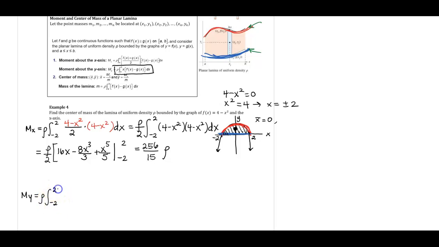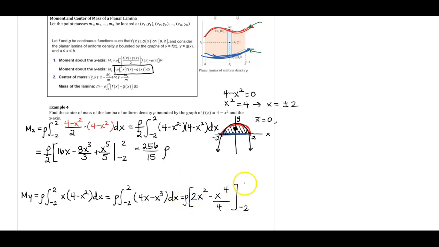Now we go on to calculate the moment about the y-axis using this formula here, where that is rho multiplied by the integral from a to b, which is still -2 to 2, x on the inside of the integral multiplied by f minus g. Well, our f is 4 minus x squared, and our g is 0. So to calculate the moment about the y-axis, we are integrating 4x minus x cubed. So I'll go ahead and apply the power rule to integrate this, and then we will evaluate this. I dropped my rho, from -2 to 2 to give us 0.